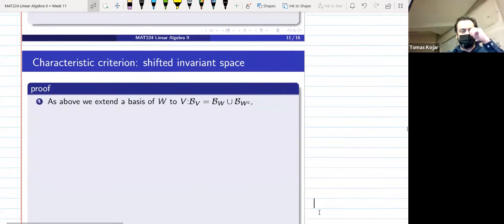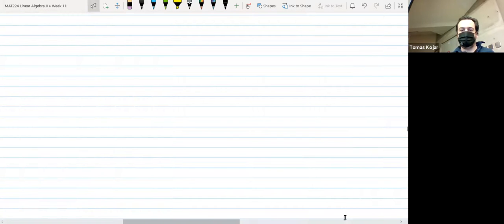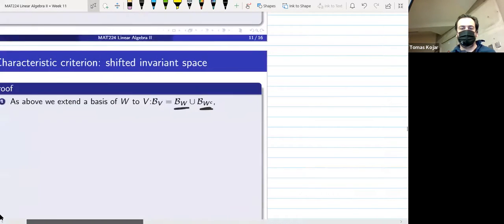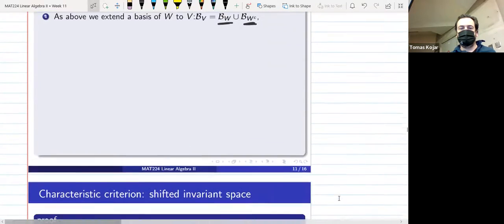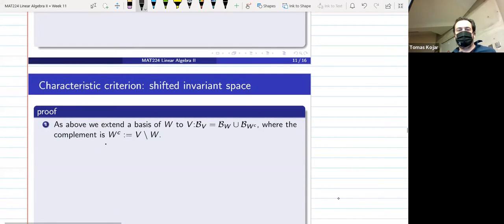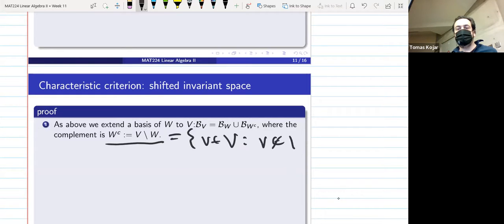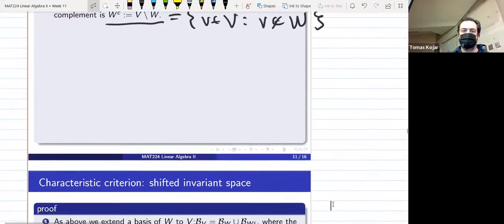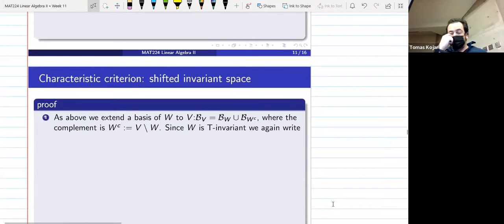Okay. So take a basis composed of the one for W and the one for its complement. W complement, if you haven't seen it, let me write it. So WC is just all the elements V in V such that V is not in W. Okay. It's really easy.